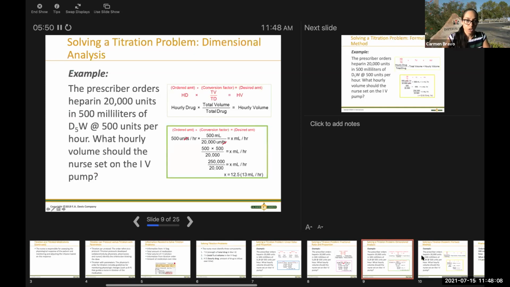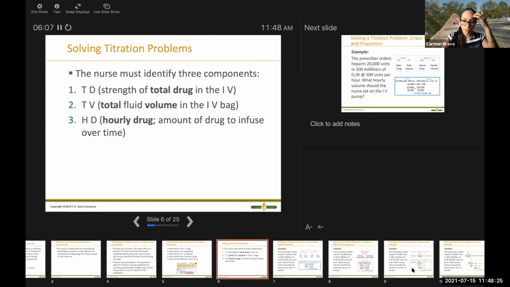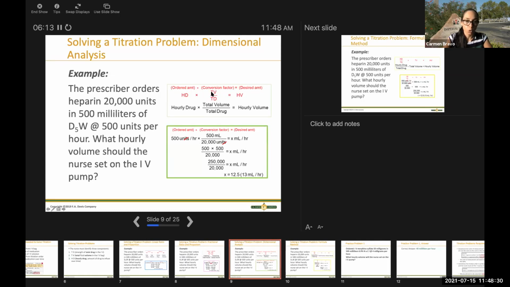In dimensional analysis, this is just an example of how you set it up. Right here at the top, it says order amount. The order amount will be the dose, or the hourly drug. Then in your conversion, this is how you will set it up: the total volume over the total drug, which is going to be equal to the hourly volume. So you see the way they're broken down, and the way I want you to set them up.